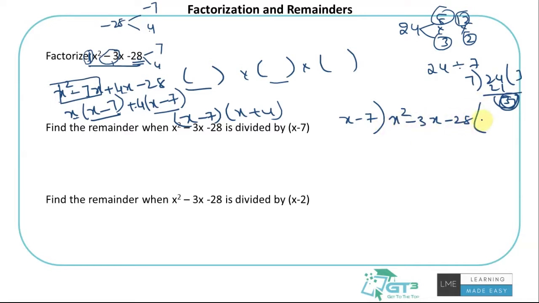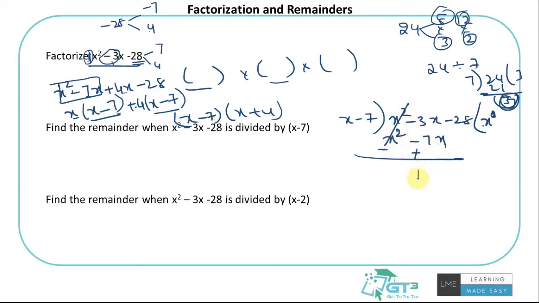So what will I divide with? I'll divide with x first. x into x is x square. x into minus 7 is minus 7x. Automatically I'll get minus and this will become plus. I was doing the same, right? 24 minus 21 is 3. So minus plus becomes minus and minus becomes plus. So this gets cancelled out.